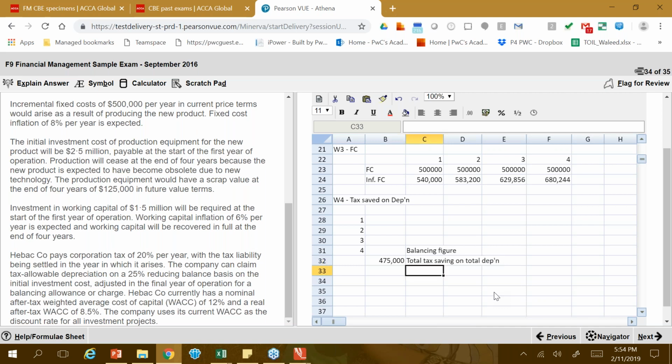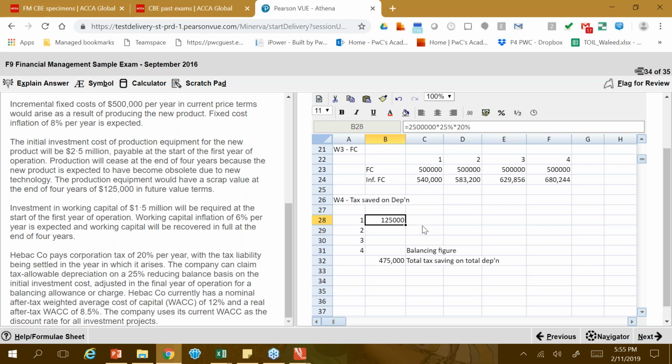Now, what I need to do is split this $475,000 across the above years. And I know that the fourth year is balancing, so that should not be the biggest problem for me. I need to start from here. Remember here it says 25% reducing balance basis on the initial investment cost. So what is the initial investment cost? Well, the initial investment cost is 2.5 million. Then I'm going to apply the 25% depreciation, and the tax rate is 20%. So I've got here initial investment, depreciation rate of 25%, and then the tax saving on that of 20%. This will give me the year one tax saved on depreciation, which comes out to be 125,000.